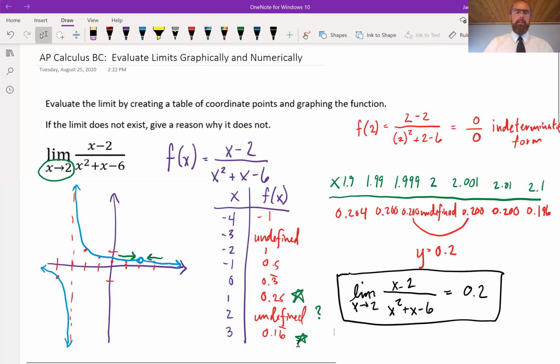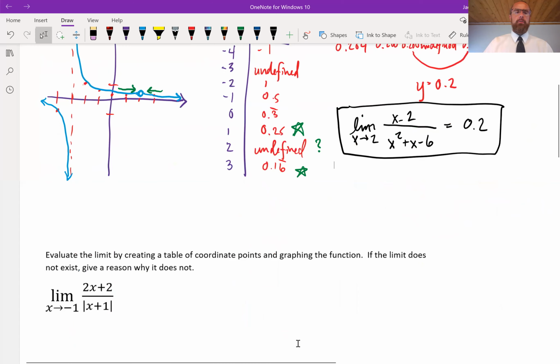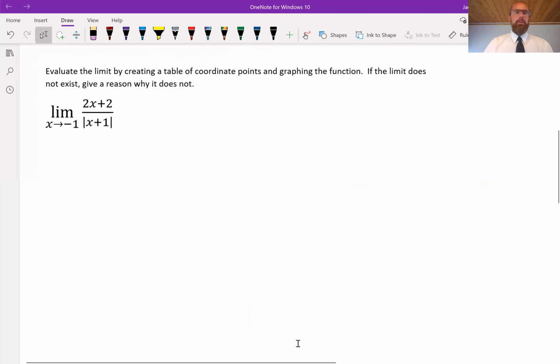Well, let's take a look at one more example for this segment. So here again, I want to evaluate the limit as x approaches, in this case, -1 for the function 2x plus 2 over absolute value of x plus 1.